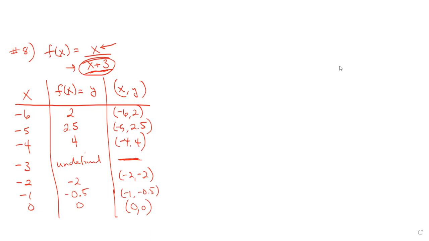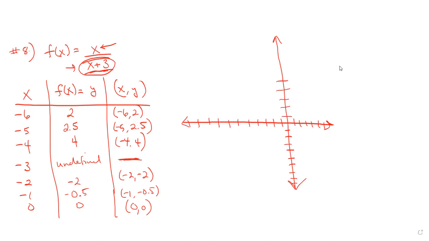Okay, let me draw my coordinate system. I'm going to keep on the negative side here mostly because that's where most of my points are. Okay, let's talk about this undefined right quick. When you have this situation, this is going to create an asymptote.